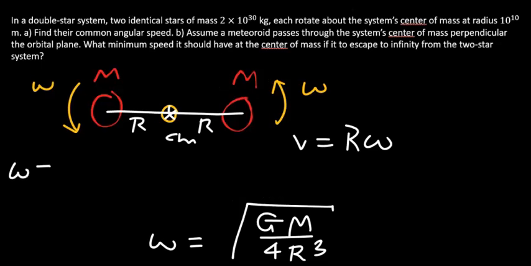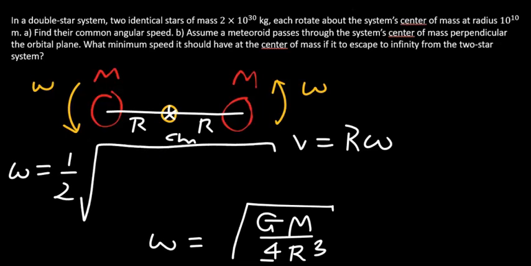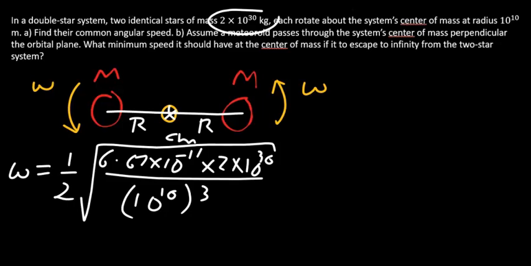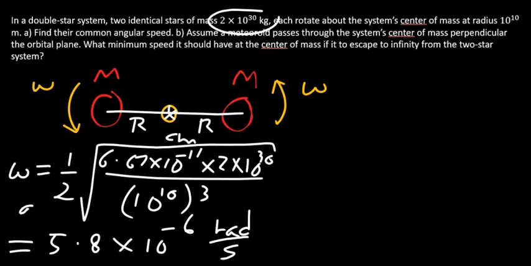So let's substitute the numbers. The 4 will be taken out of the square root sign and it will become 1 over 2 times the square root. G is 6.67 times 10 to the power minus 11. The mass is 2 times 10 to the power 30, that's given there, over r cubed. R is 10 to the power 10, and don't forget to cube it. Doing the calculation, you will get 5.8 times 10 to the power minus 6 radians per second. So that is the answer for part A.